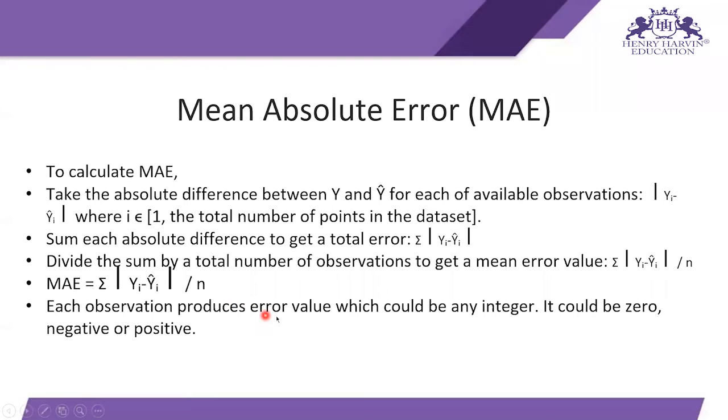Each observation produces an error value, which could be 0, negative, or positive. So basically, distance can be 0, negative, or positive. If the distance is 0, our loss is 0. If the distance is negative or positive, we have some loss value. So that's all about the mean absolute error, MAE.